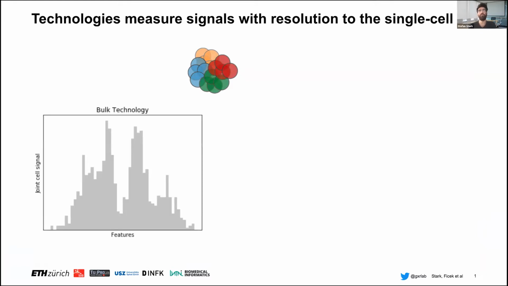So if you were to profile this sample using traditional bulk methods, then a single measurement would be taken. And this measurement's a joint signal across all cells. And the problem with this is that this sample is composed of cells in a distribution of states, and this measurement doesn't explicitly capture this.